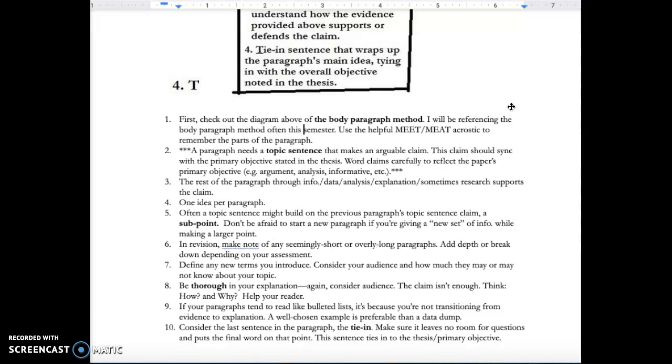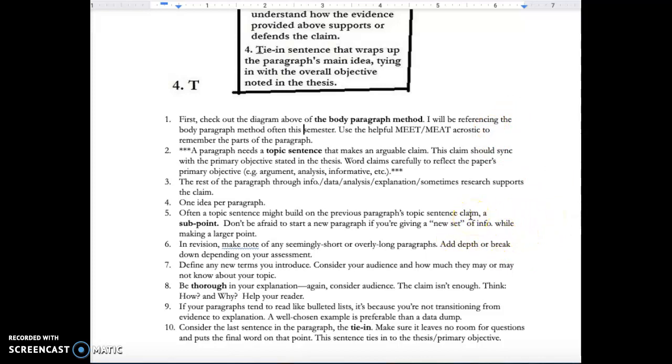Number 3, the rest of the paragraph through information, data, analysis, explanations, sometimes research supports the claim. Certainly you should have number 4, one idea per paragraph. Number 5, oftentimes a topic sentence might build on the previous paragraph's topic sentence claim, which sort of creates a subpoint. Don't be afraid to start a new paragraph if you're giving a new set of information while making a larger point.